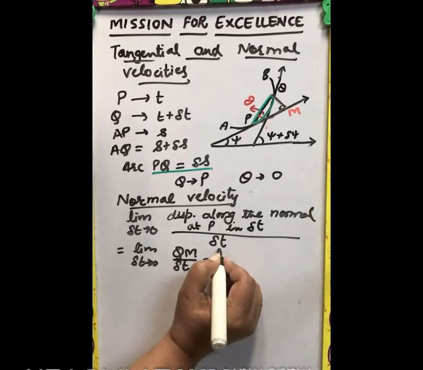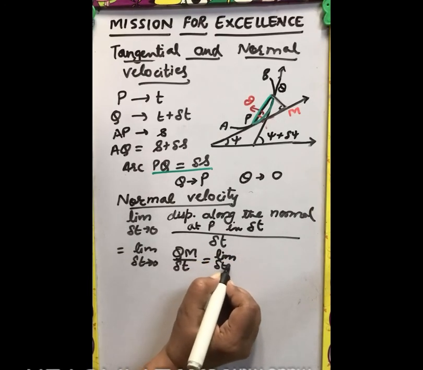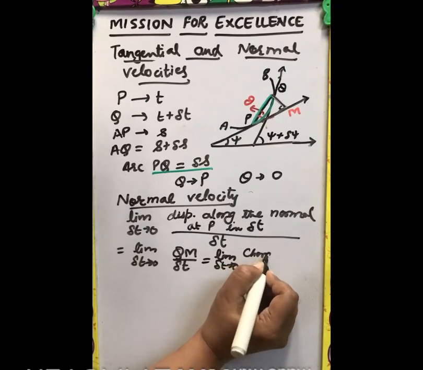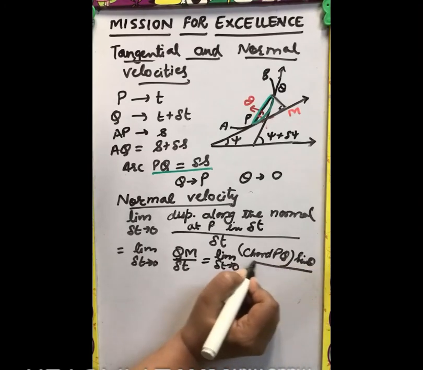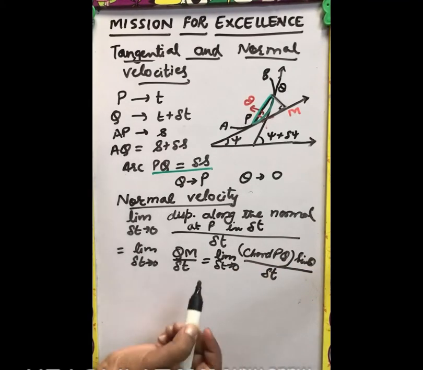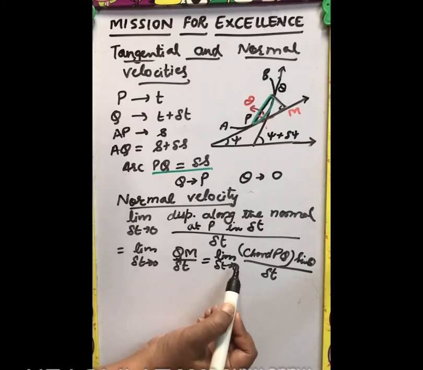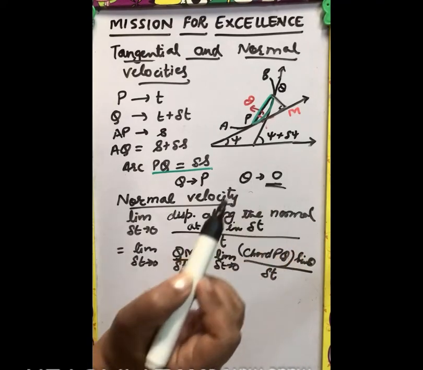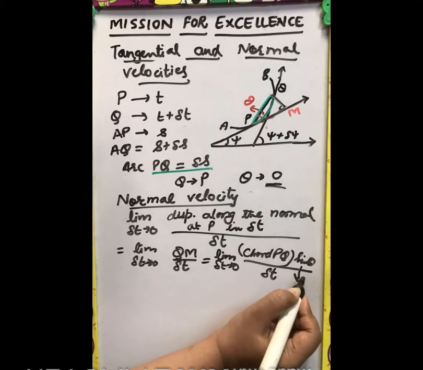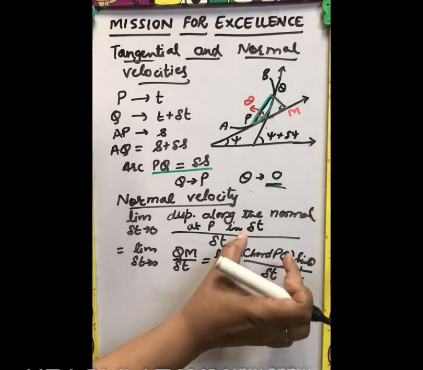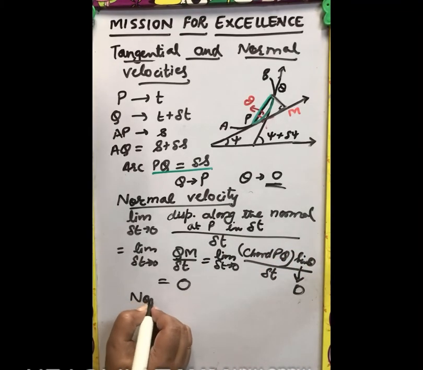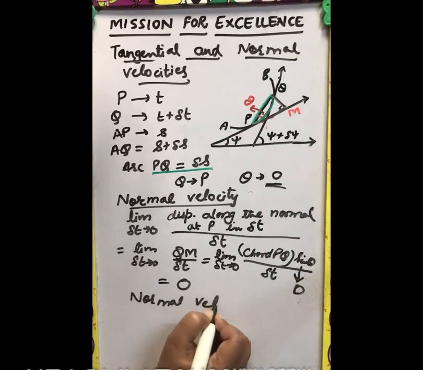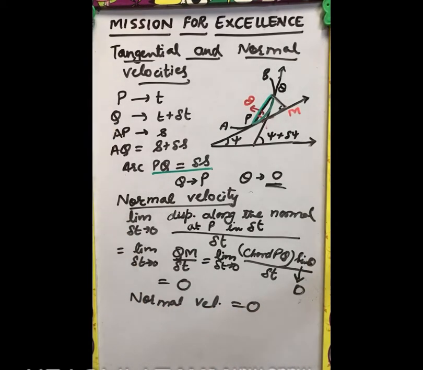So QM we can take as the limit delta t tends to 0 of chord PQ into sin theta divided by delta t. And when delta t tends to 0, this sin theta will become 0, because when theta is 0, sin theta will give you 0. So chord into 0 will give you 0. That is why the normal velocity is always 0.